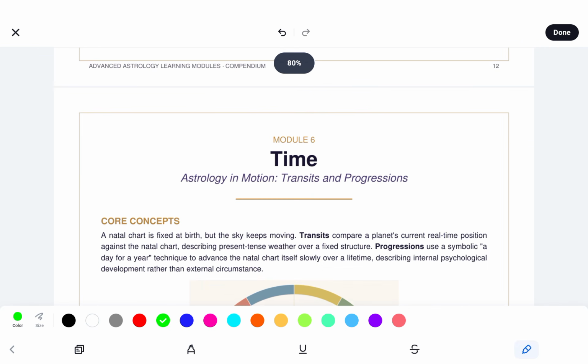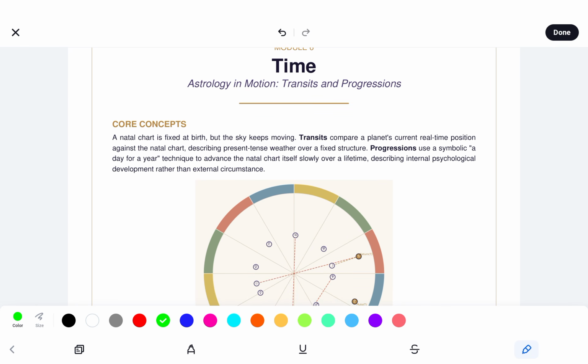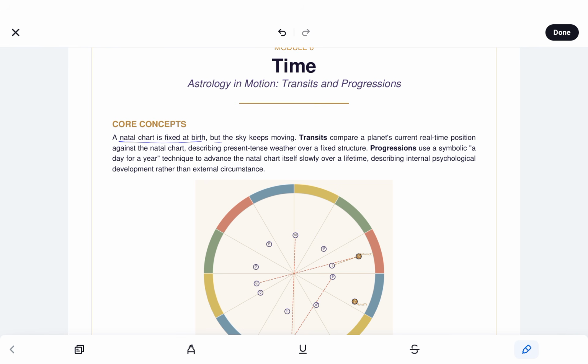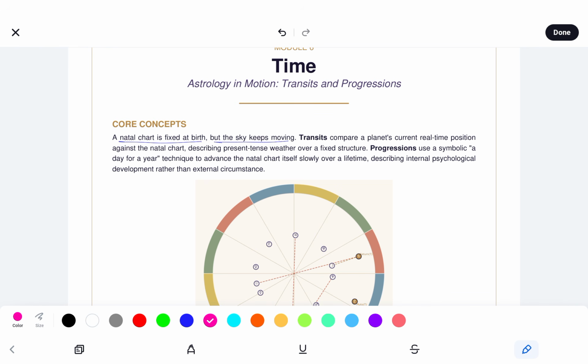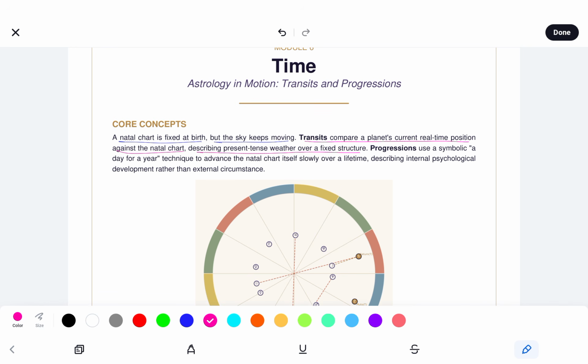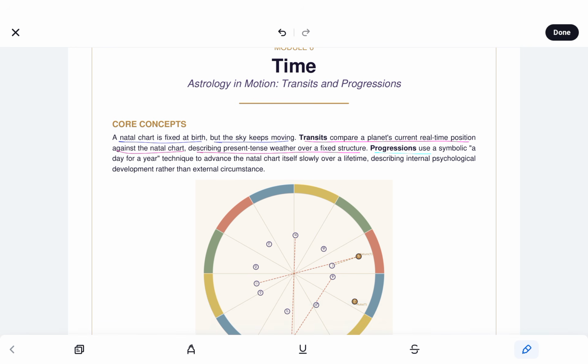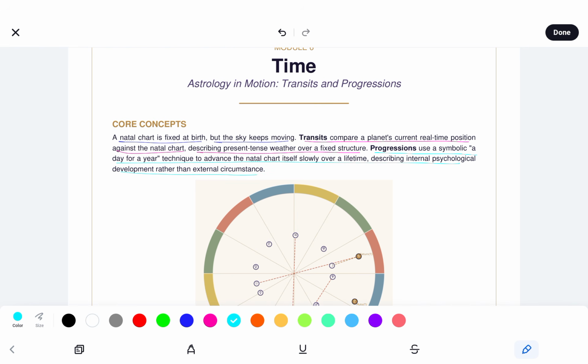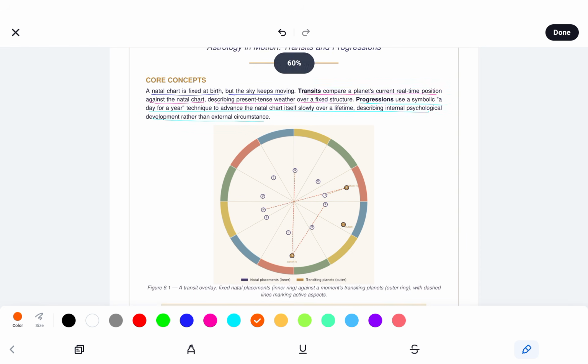Alright, on to Module 6, which is time, astrology, motion, transits, and progressions. So a natal chart is fixed at birth, but the sky keeps moving. We understand that transits compare planets' current real-time position against the natal chart, describing present tense weather over a fixed structure. Progressions use a symbolic a day for a year technique to advance the natal chart itself, slowly over a lifetime, describing internal psychological development rather than external circumstance.